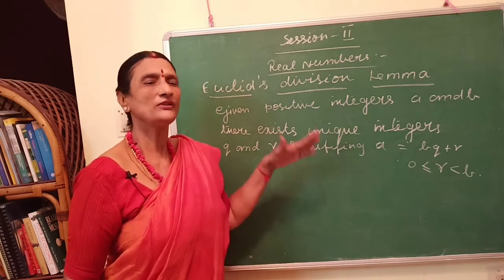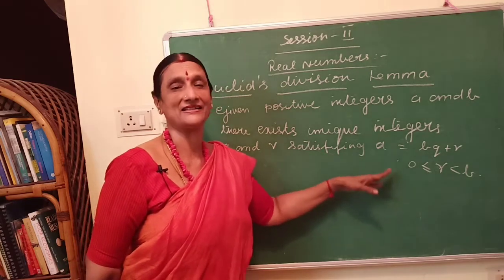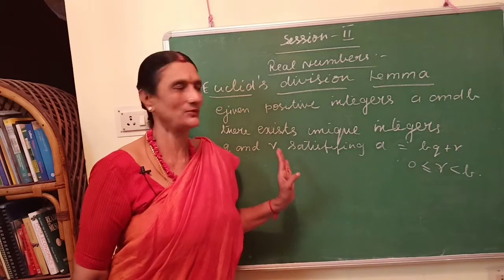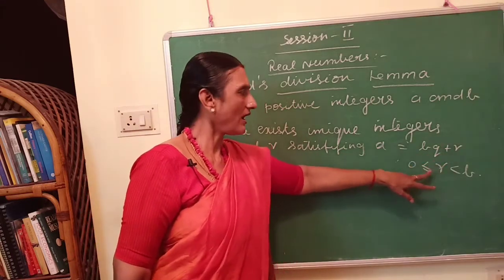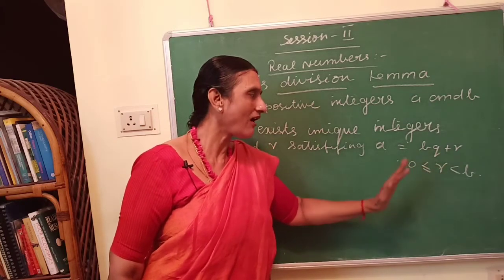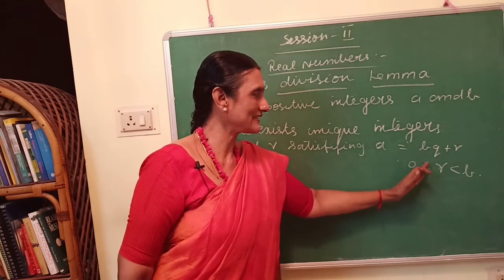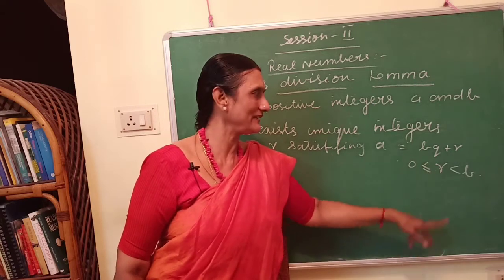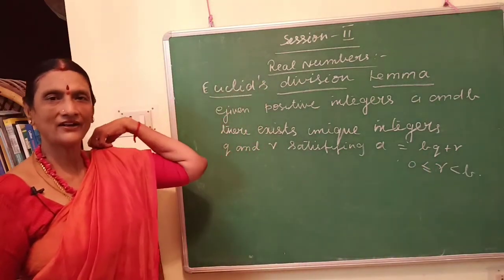Now when we frame the statement, we don't categorize the values of A and B as this and that. It is a positive integer. And then R and B: R is an integer, B is an integer, and R takes a value greater than or equal to 0, but at the same time it is less than the value B. Okay, are you understanding?